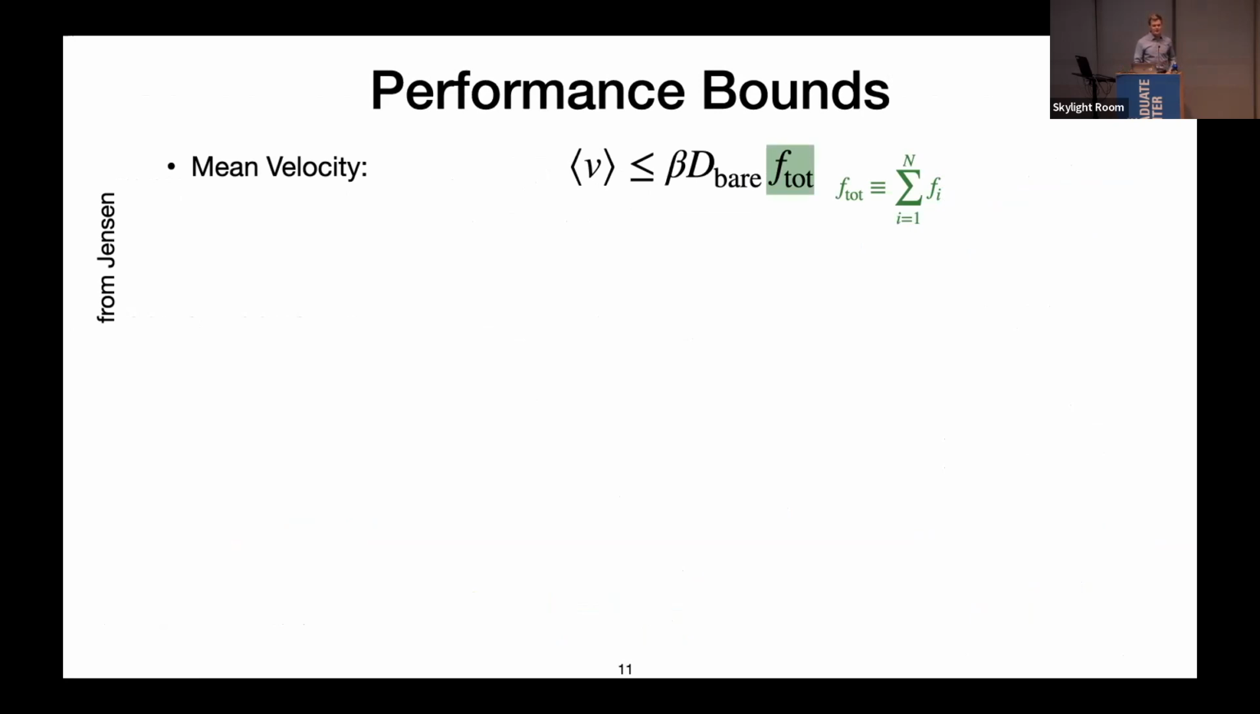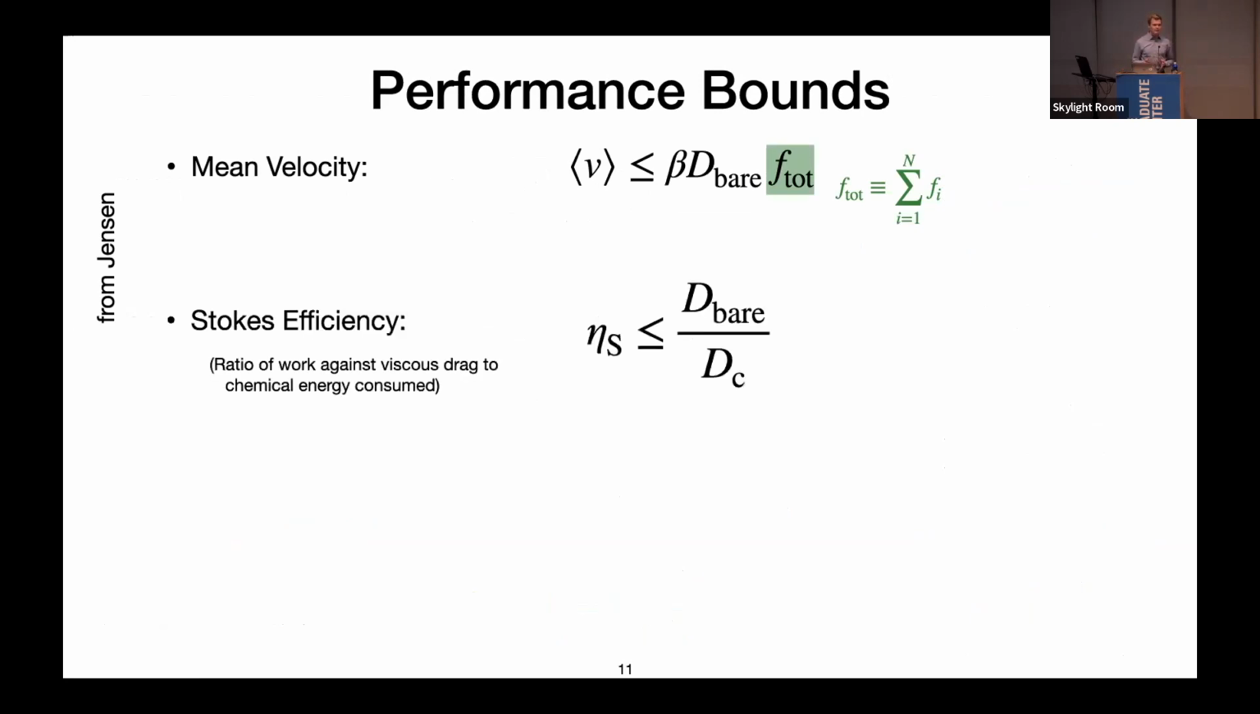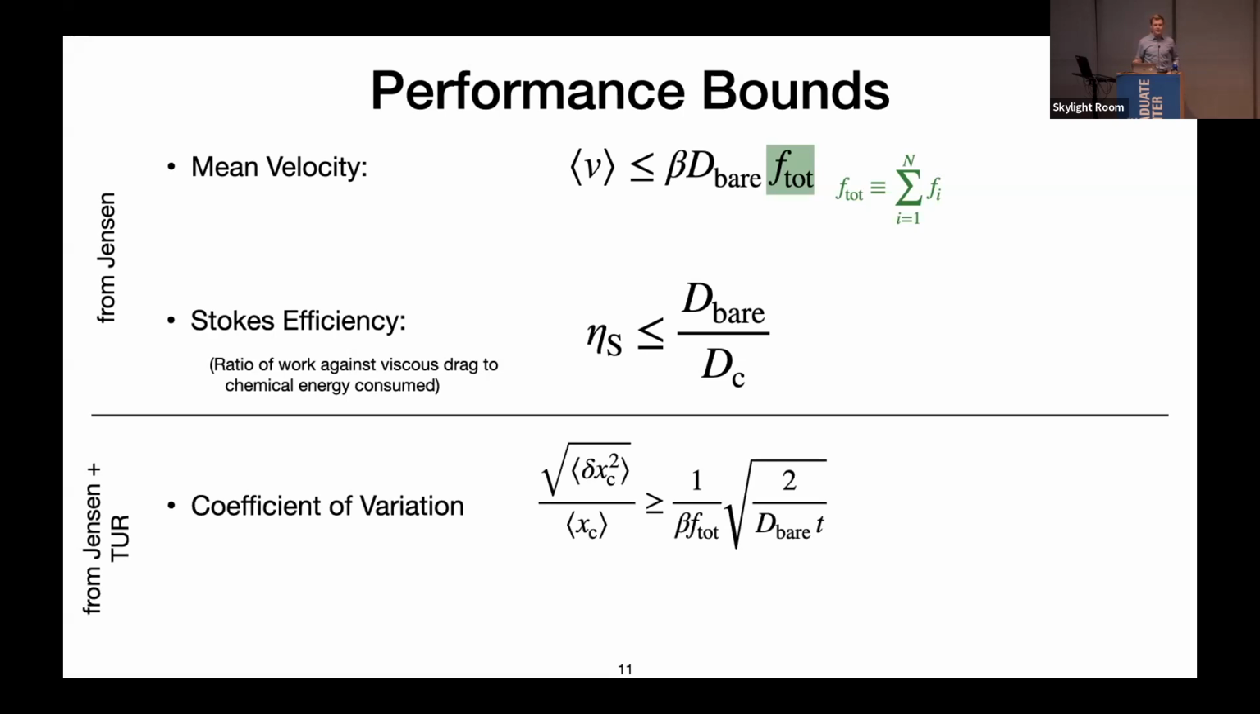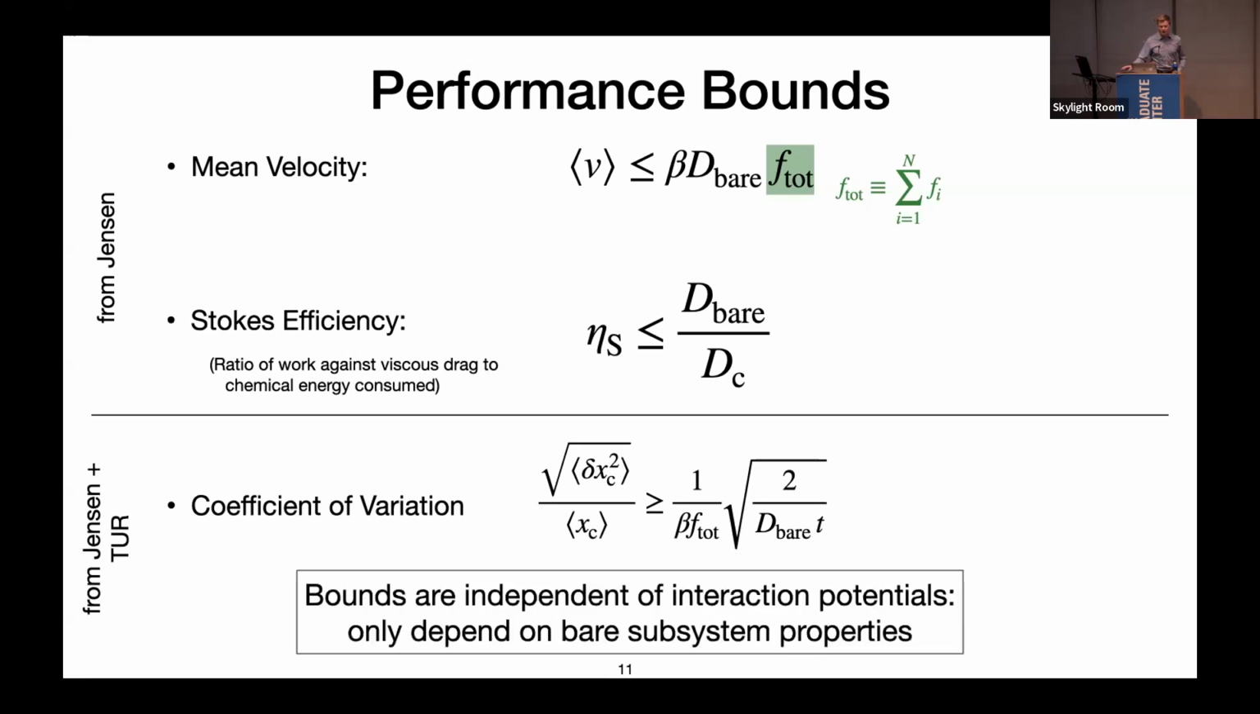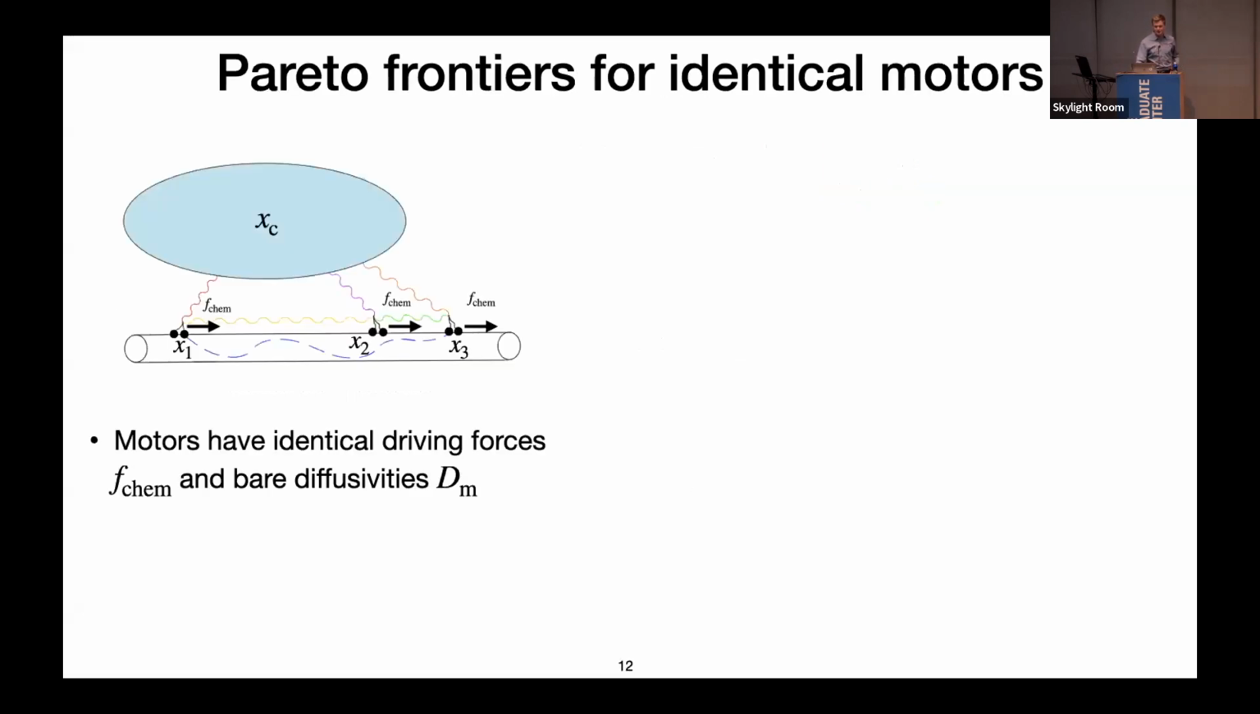So in particular, we get an upper bound on the mean velocity of the collective transport system. We get an upper bound on the Stokes efficiency, which is a metric of efficiency that quantifies the ratio of the work the motors do moving the cargo against viscous drag forces to the chemical energy consumed to power them. We also get a lower bound on the coefficient of variation, which quantifies the scale of the fluctuations of how far the cargo is transported in a given amount of time. And crucially, these bounds are totally independent of the interaction potential connecting all the components of these subsystems. They depend only on bare properties of the individual subsystems.